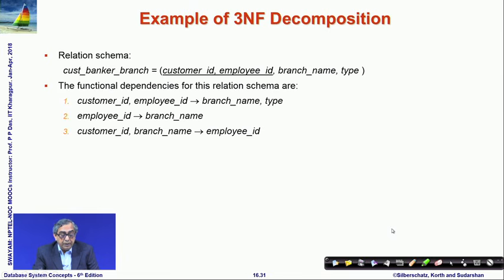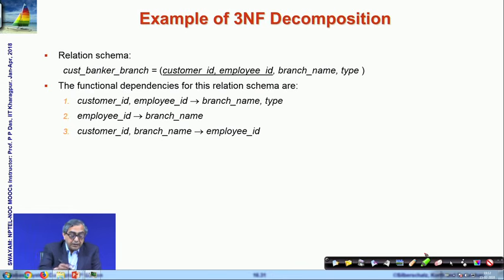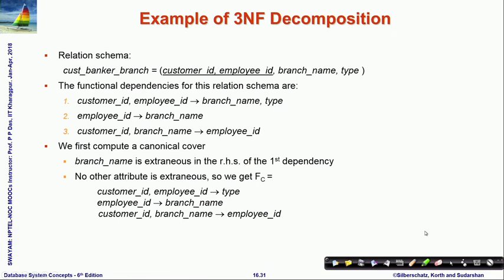So, here is an example of a schema. We have customer, banker, branch. These are the 4 attributes, and these are the different functional dependencies that exist. Now, given this, the first thing you have to do is to compute the canonical cover, the minimal cover. If you try to compute the minimal cover, you will find that branch name is extraneous in the first dependency. So, you can remove that and there is nothing else.